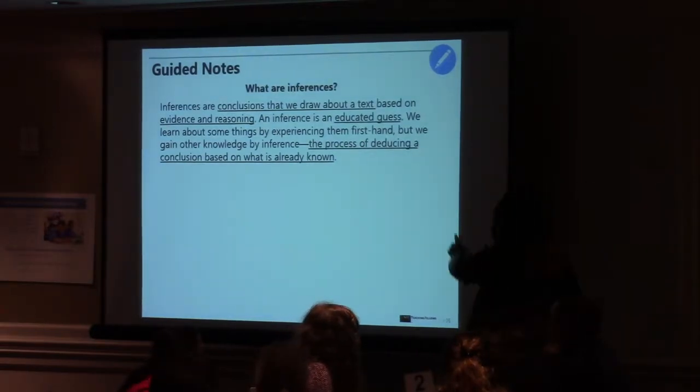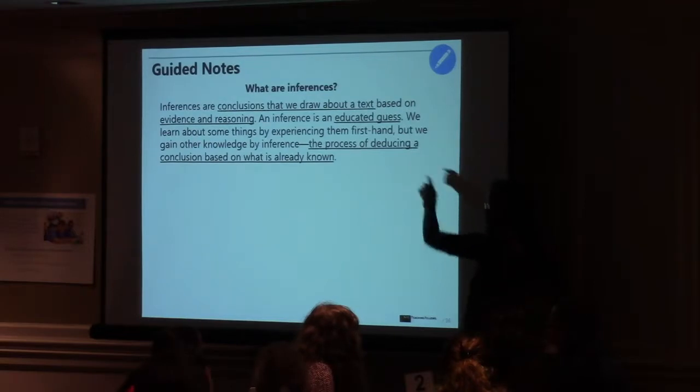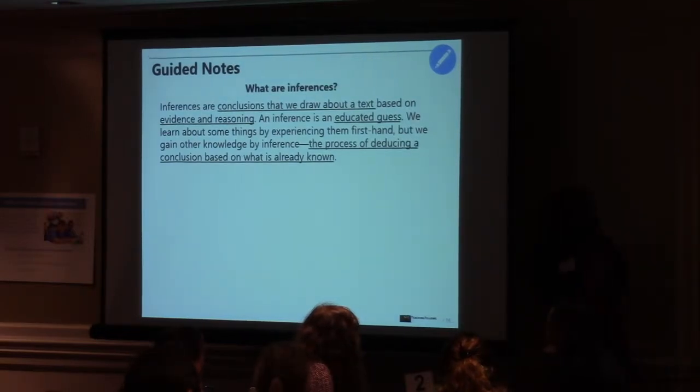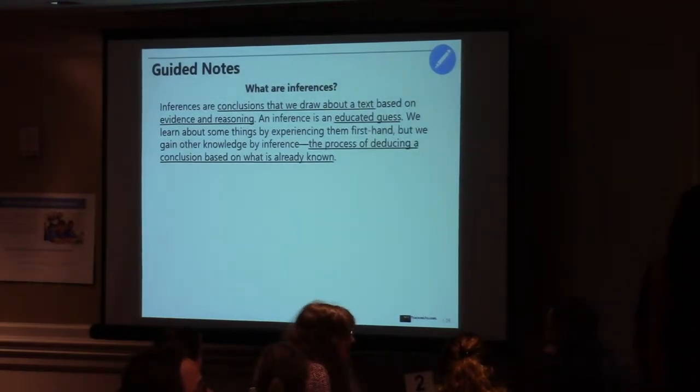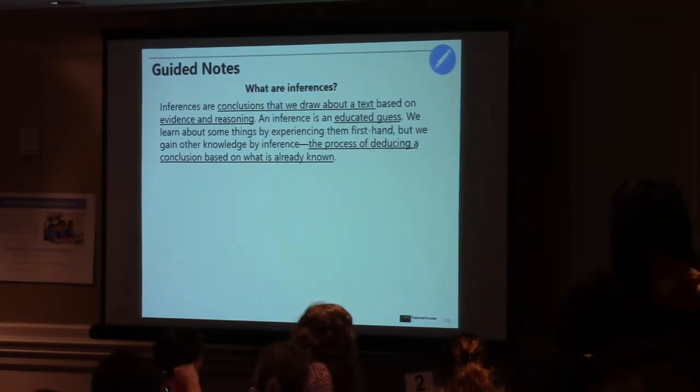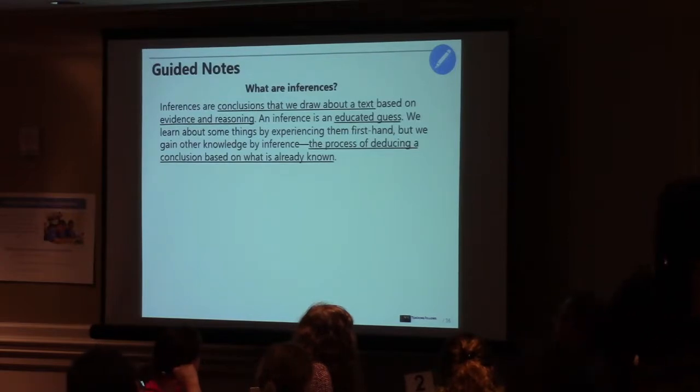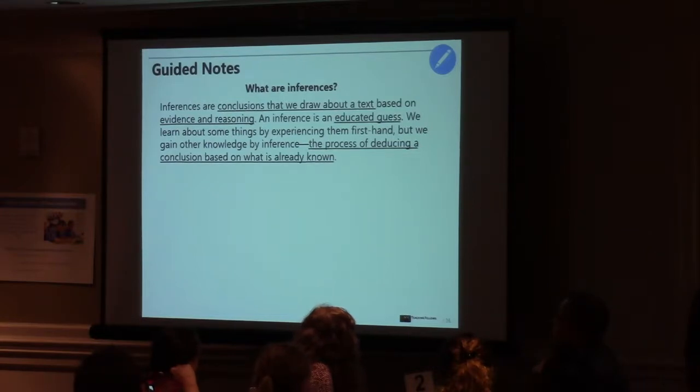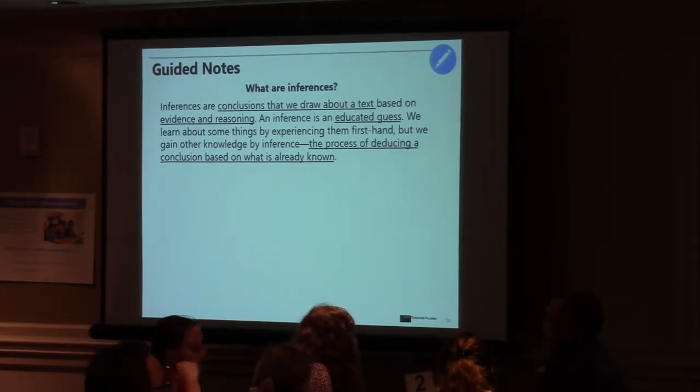Before I get to it, this word, say deducing. Deducing. Only the underlined parts. Alexis, are you ready? Yes. Let's get it. Inferences are conclusions that we draw about a text based on evidence and reasoning. An inference is an educated guess. We learn about some things by experiencing them firsthand, but we gain other knowledge by inference. The process of deducing a conclusion based on what is already known.